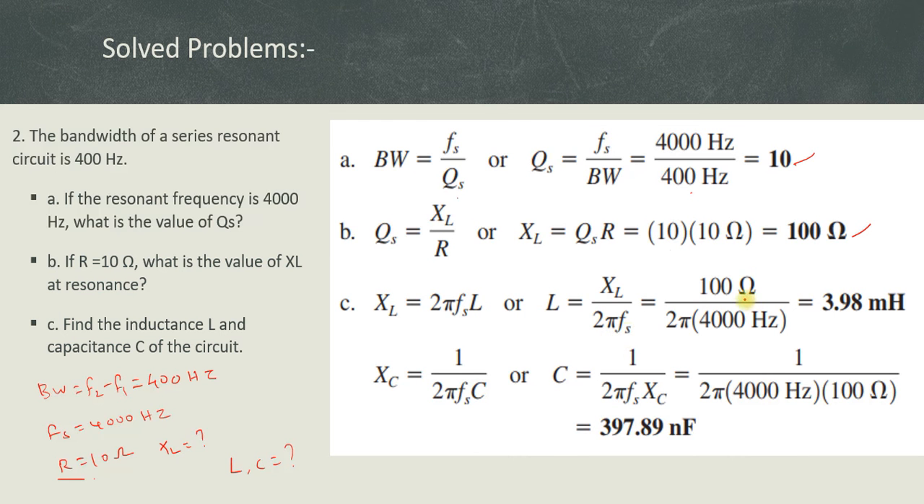XL equal to 100 ohm divided by 2 pi into my resonant frequency, which is 4000 Hz. If you simplify this value, I get 3.98 millihenry. And similarly, if Xc is equal to 1 divided by 2 pi Fs into C, I want to find the value of C, so just interchange the terms. Therefore C equal to 1 divided by 2 pi Fs into Xc.